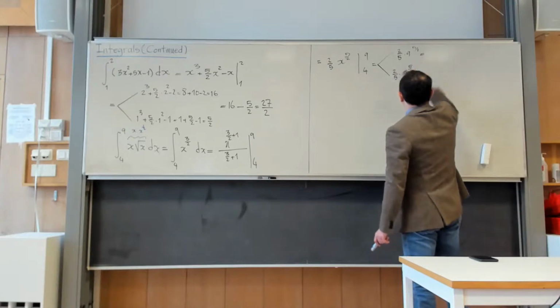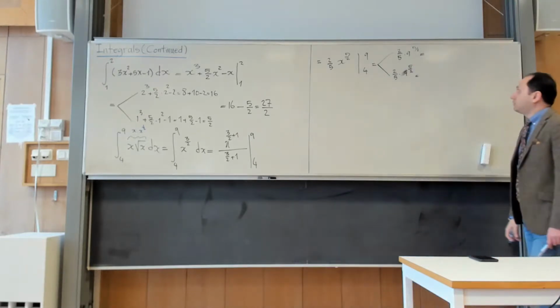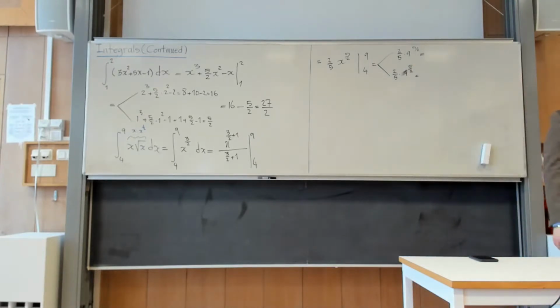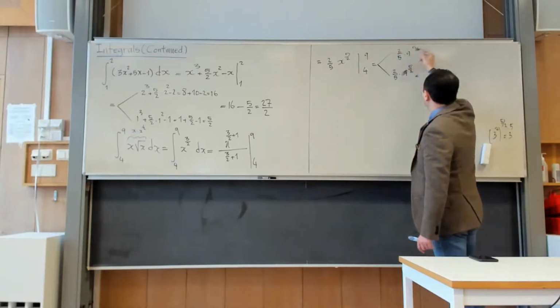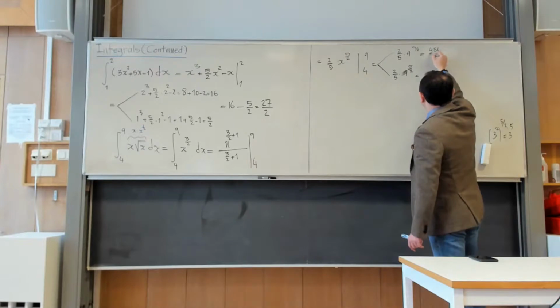Okay, can you tell me how I should calculate this? What is 9 to the power of 5/2? You can make it 3 to the power of 2, to the power of 5/2. Yes, you are right. You say 9 is 3 to the power of 2, and then you multiply the exponents, and it becomes 3 to the power of 5. And this is how much? 243, yes? 243 multiplied here, it's 486 divided by 5.